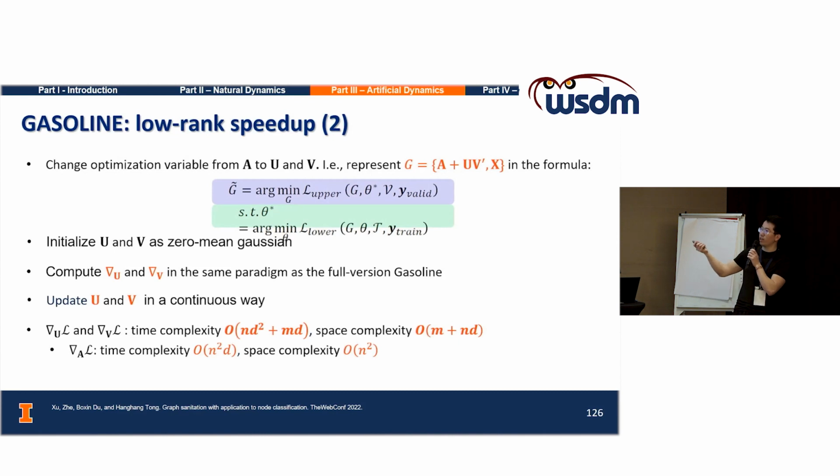And in this way, if we decompose this incremental matrix, our computation complexity can be lowered, and it is linear with respect to the number of nodes n and the number of edges m. And in comparison, it was quadratic with respect to the number of nodes if we do not apply this trick.